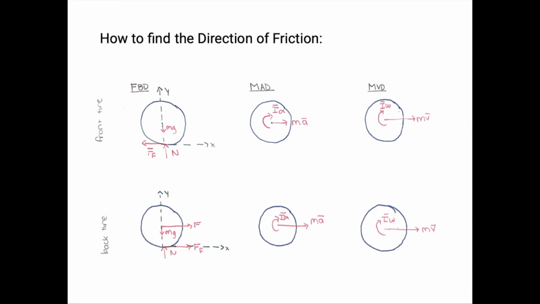On the other hand, the front tire's impending relative motion is the wheel sliding to the right relative to the ground. Thus, the front wheel's friction force is to the left.